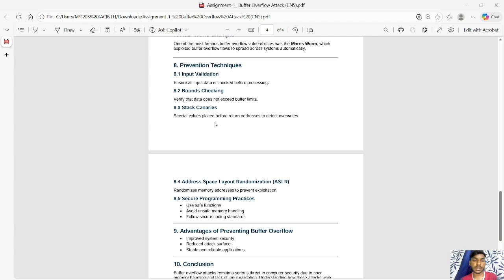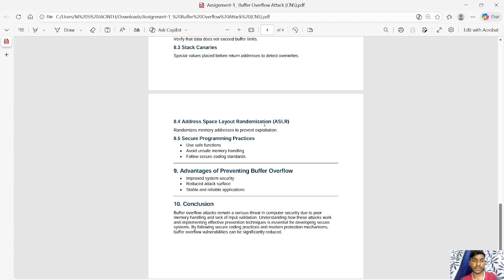And fourth one is address space layout randomization. In this, randomize memory addresses to prevent exploitation. And last one is secure programming practices. In this, we use safe functions, avoid unsafe memory handling, and follow secure coding standards. And advantages of preventing buffer overflow: improved system security, reduced attack surface, stable and reliable applications.